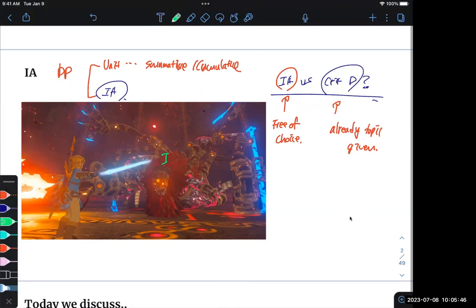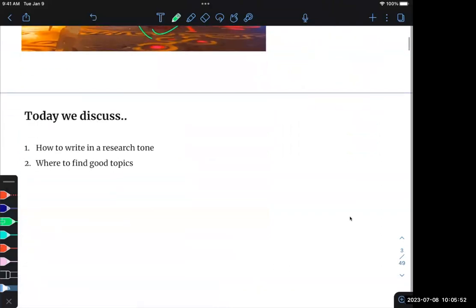Sure, so this is going to be IA, for diploma students. Okie dokie, so let's conquer the IA. Today we're going to discuss how to write in a research tone versus the test. The second part is where to find good topics, okay?